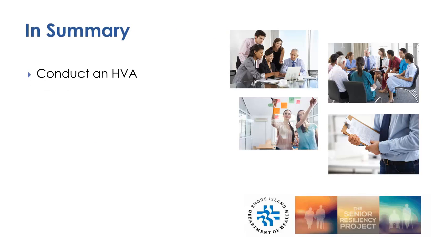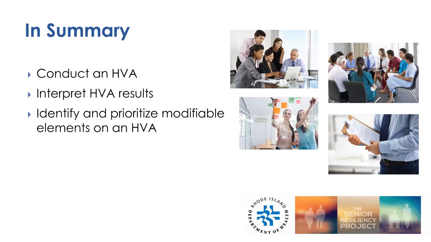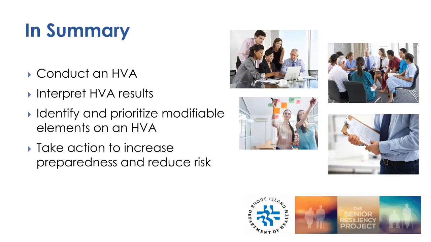Conducting an HVA allows your organization to determine the risks for the hazards considering probability, human impact, property impact, business impact, preparedness, internal response and external response, or the external support your organization currently has to respond to this event. Organizations can interpret their HVA results to guide their emergency preparedness program and identify high-risk hazards. Organizations can take action to increase preparedness and reduce risk by impacting modifiable elements and continually revise your HVA as part of your organization's comprehensive emergency preparedness program.